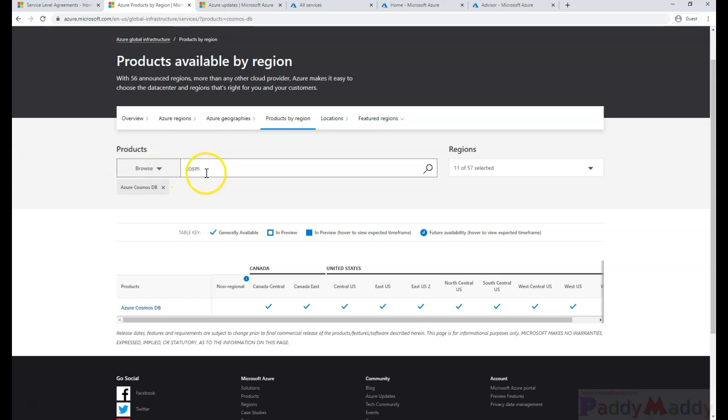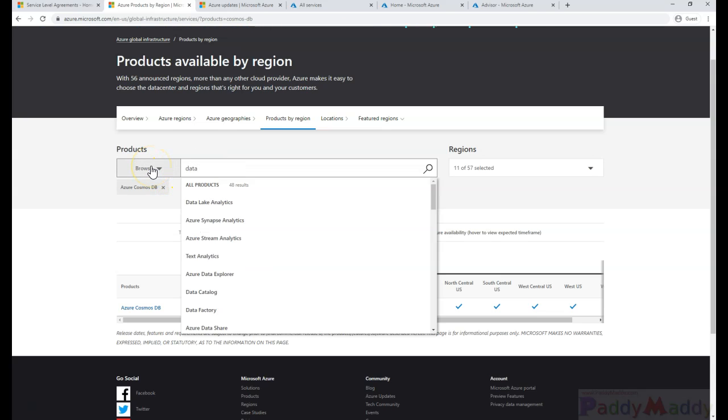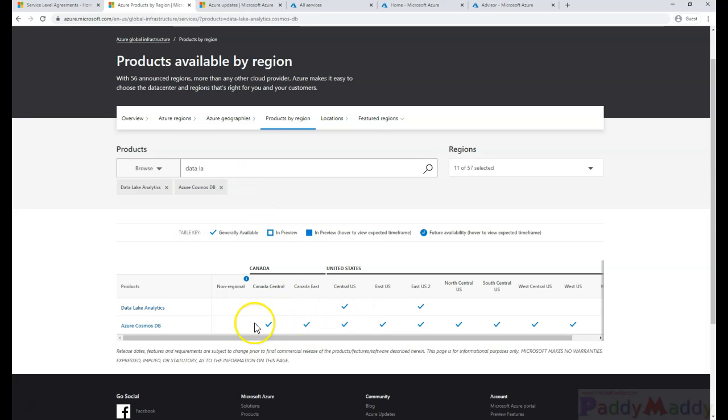But if I search for another product, just to compare, the data lakes, so Data Lake Analytics, if I look here, this product is missing in Canada East and Canada Central. That means they're still not ready with the data centers or the region completely, or the systems are not ready to release this feature. So you can't use Data Lake Analytics in the Canada region, Canada Central or Canada East, but you can use it in Central US, which is maybe the nearest location.